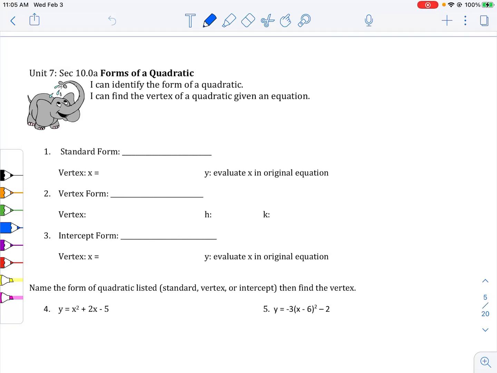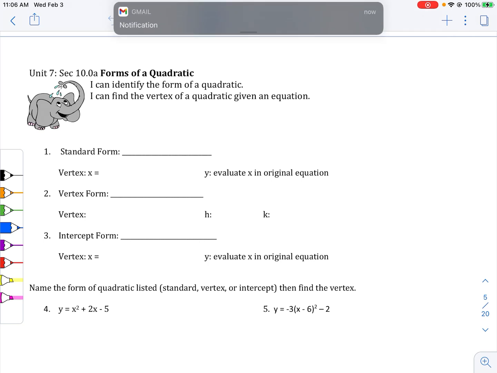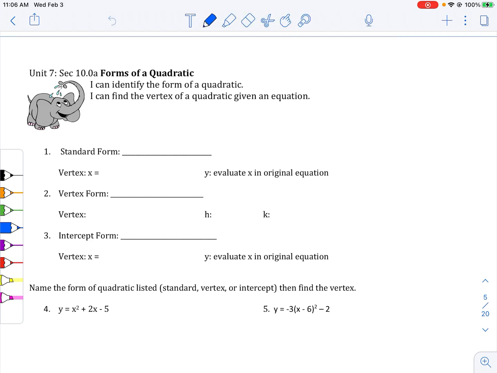All right, friends, so we talked about what a quadratic is and just kind of the basic parent function of a quadratic, but now we're going to talk about the different forms of a quadratic. And there are three. The first one is standard form. Standard form looks like y equals ax squared plus bx plus c.